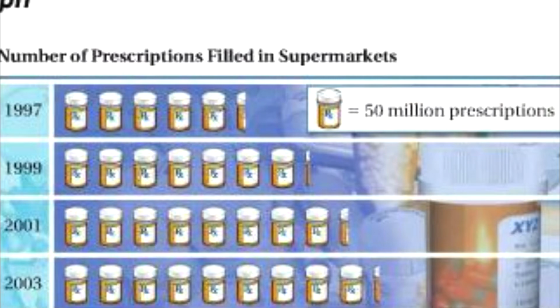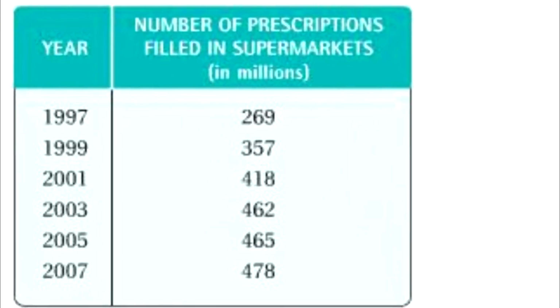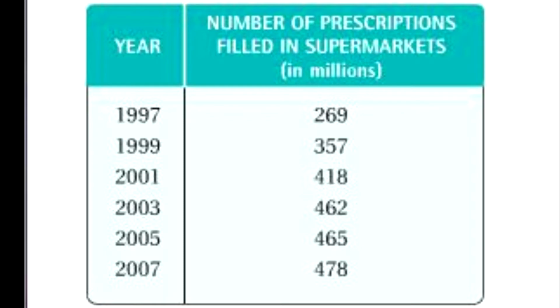That is called a key. So each little bottle represents 50 million prescriptions. So in 1999, how many whole bottles do you see? You see 1, 2, 3, 4, 5, 6, 7. So 7 times 50 is 350. And then we get this little piece of the bottle, so that's over 357 million prescription bottles. Okay?